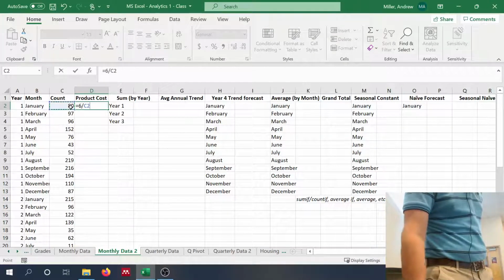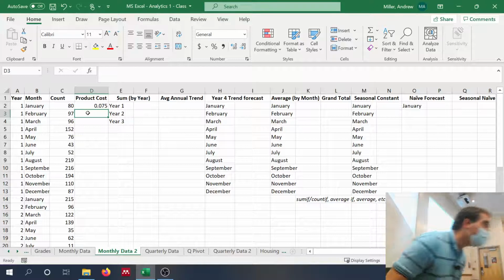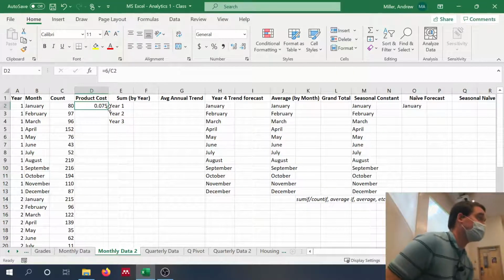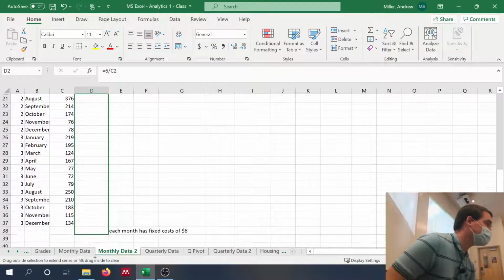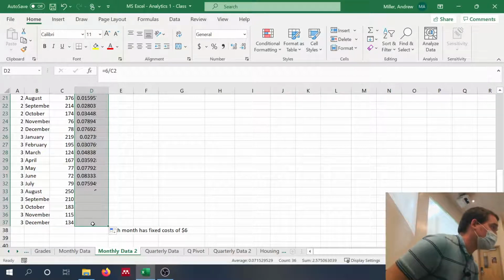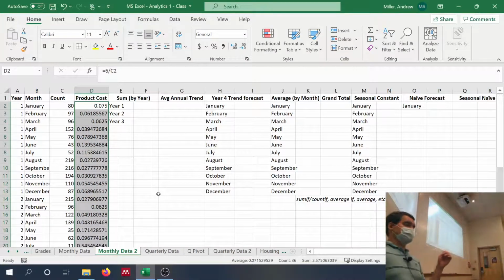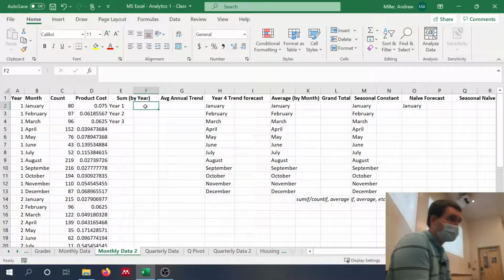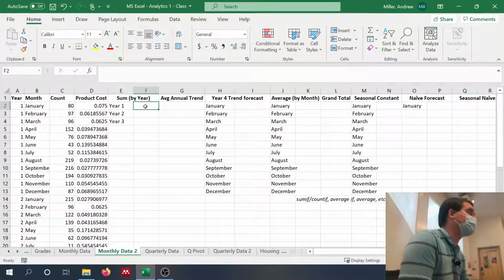So let's divide this guy right here. That gives us not very much money per unit. And of course, this is marginal. And that's basically what we're doing. All right. Who can tell me how to calculate the sum by year?